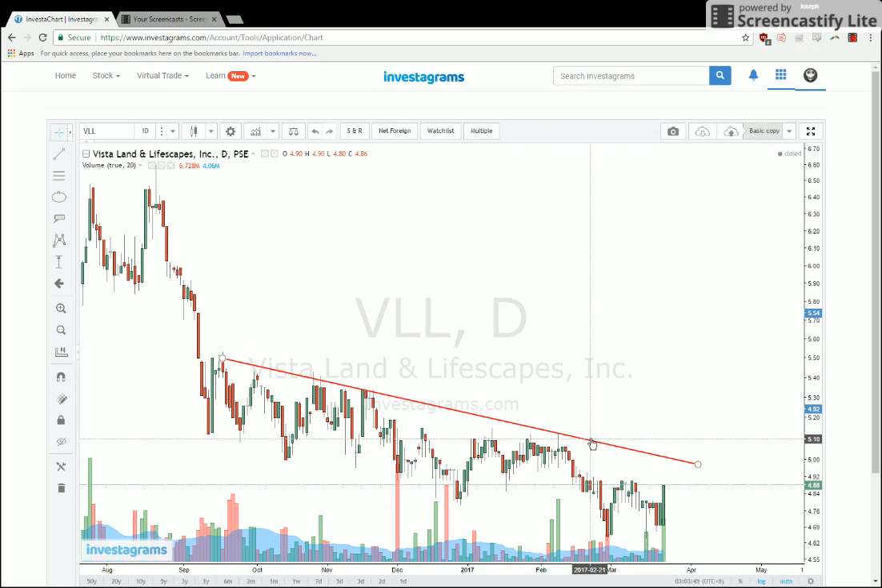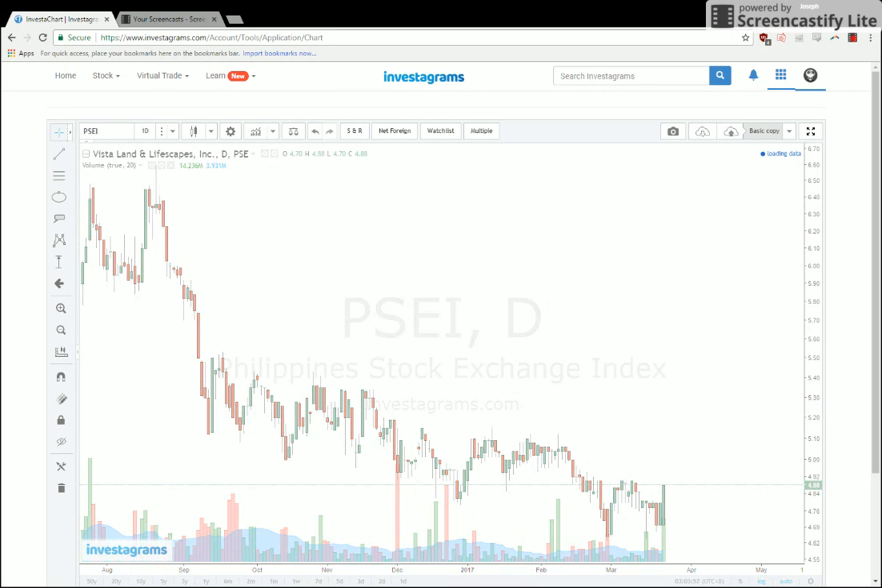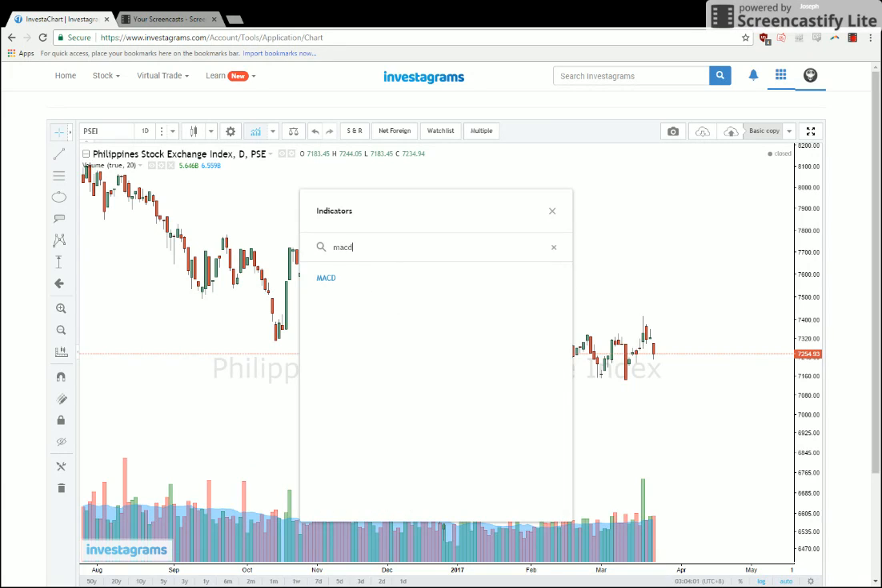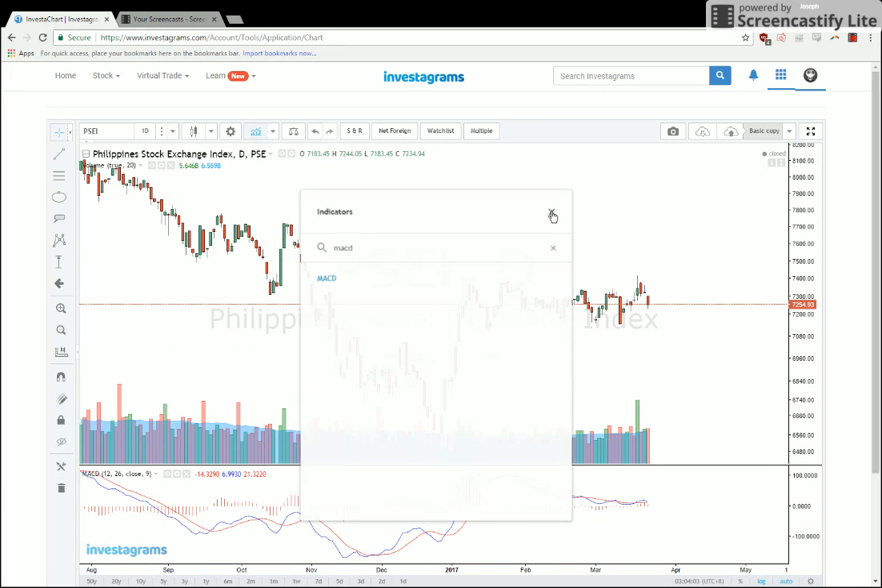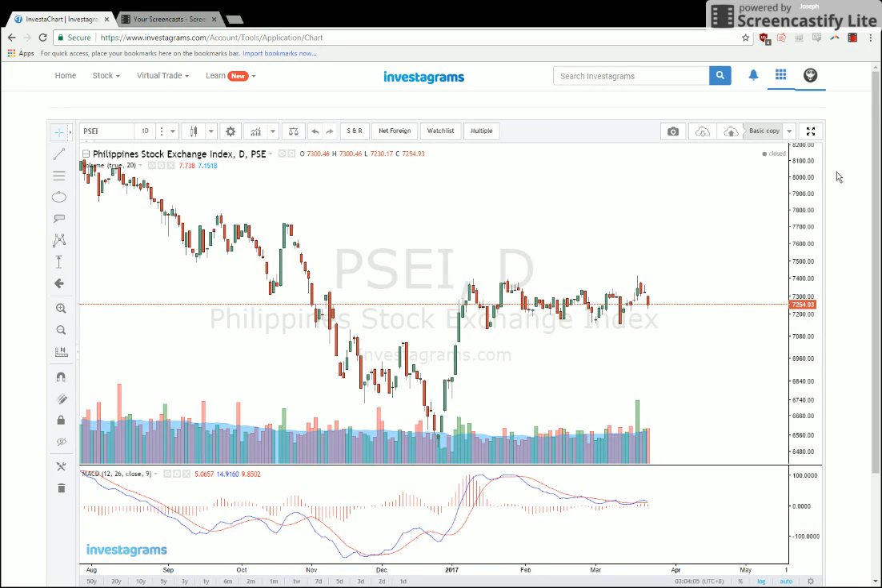So moving on from trend lines and basic support resistance, let's go into some basic indicators. The obvious favorite one, let's go to PXEI again. Let's go to indicators. So you guess what? MACD, the Moving Average Convergence Divergence. What this does is it measures the strength of the stock, the strength of the movement of the stock.